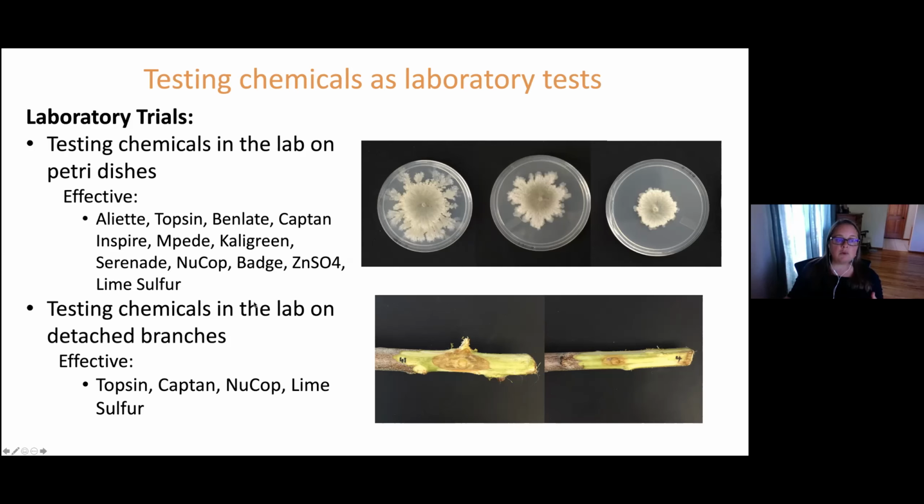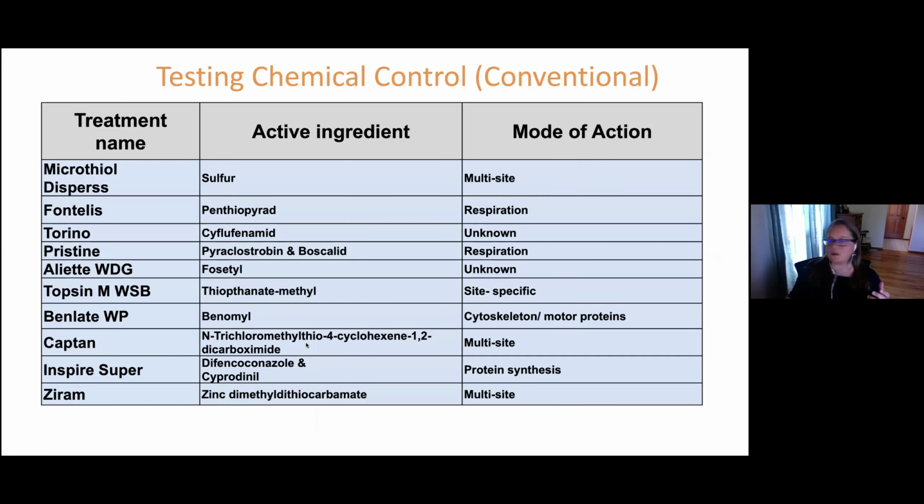And then we moved from that to the detached branch assays, where we went out to Western Colorado, collected a whole bunch of peach branches, and then dipped them in the chemicals, which I'll talk about, and looked at which ones were effective against Cytospora on the branches. Okay, so here was the list that we tested.